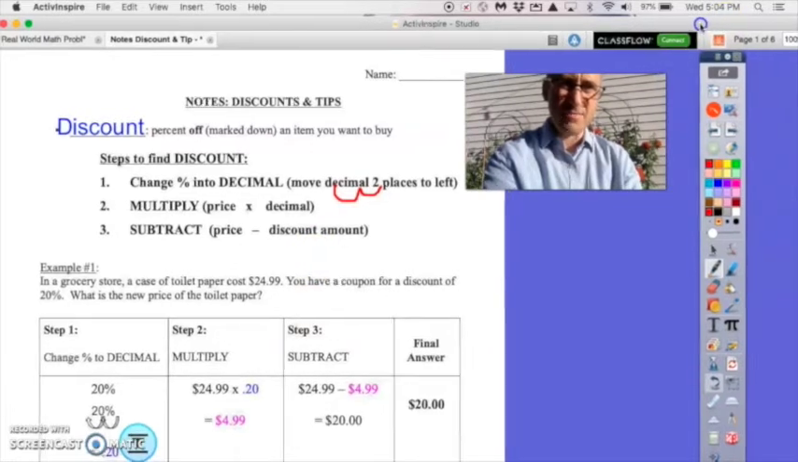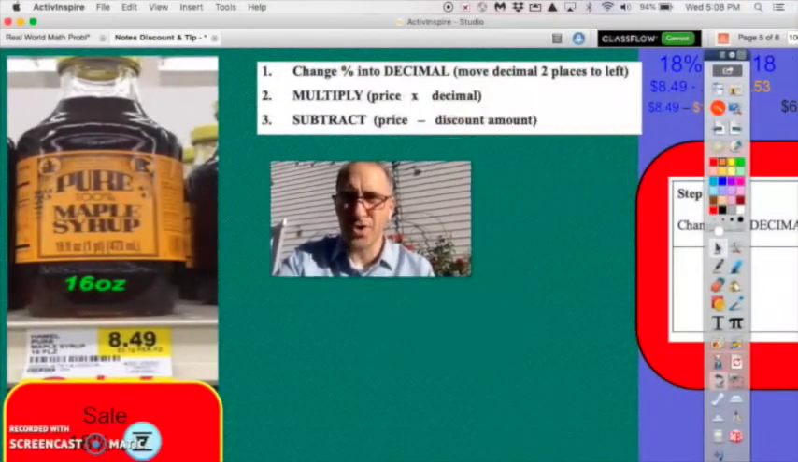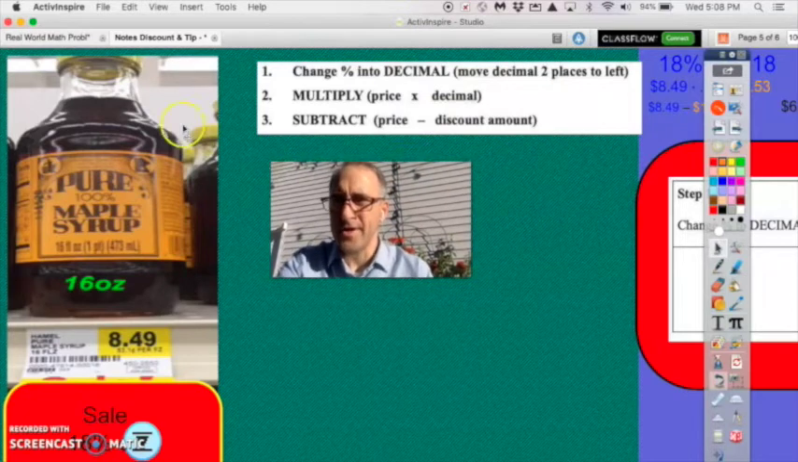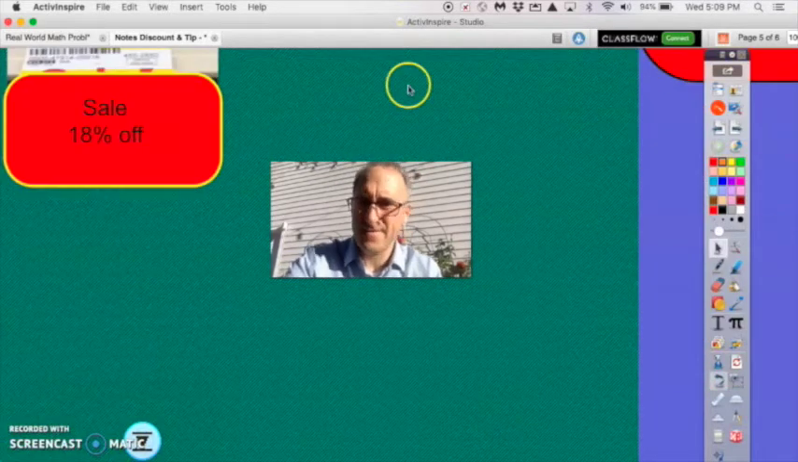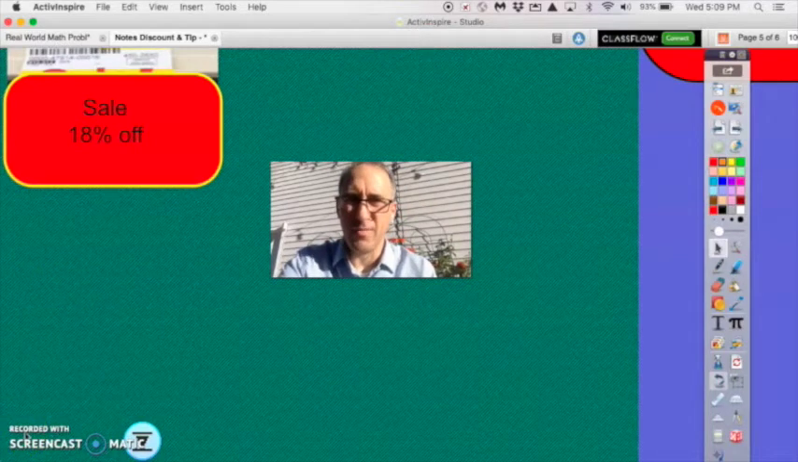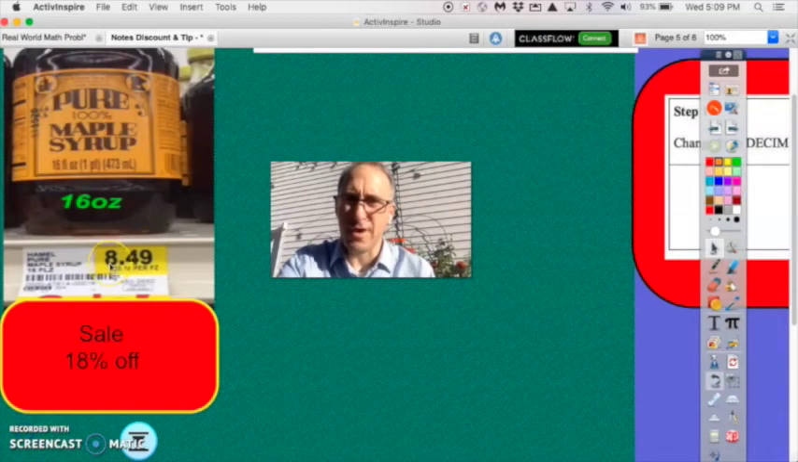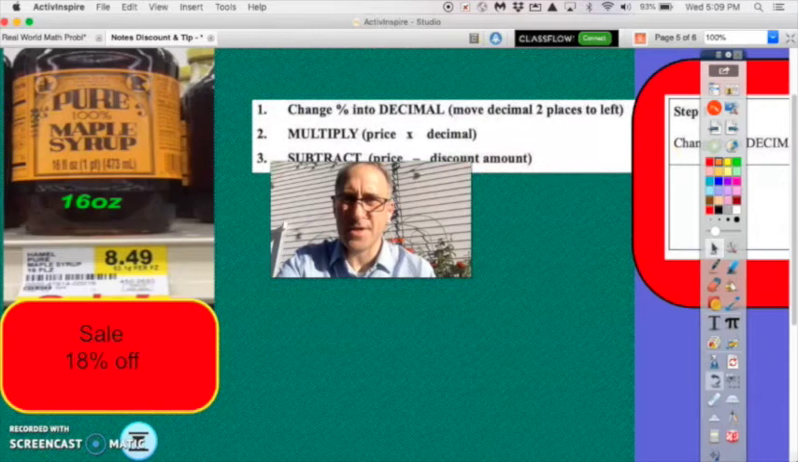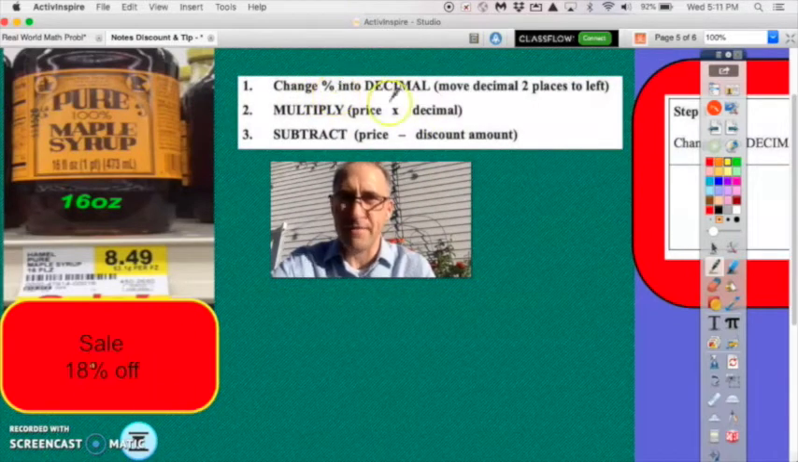So let's look at an example. We're going to look again at maple syrup like we did the other day. And we've got 16 ounces of maple syrup here. It is on sale for 18% off. We need to figure out how much we actually pay. The original price is $8.49. Let's review the steps we're going to take. Our first step is to change the percent of 18 to a decimal by moving the decimal 2 spaces to the left. Then we're going to multiply the price by that new decimal. Then we're going to subtract the discount from the price.